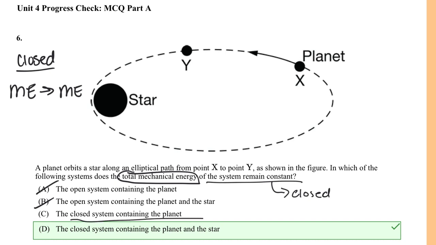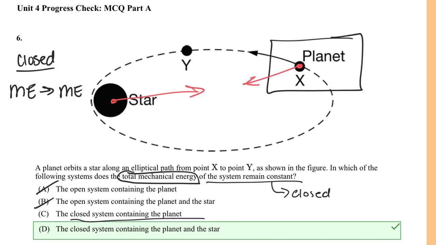Let's look at the closed system containing the planet. Well, that's not really a closed system because, as you can see, the planet's over here, but it's within a distance with the star. So the star is going to be providing a gravitational force, and so is the planet. Okay? So they're both having equal and opposite gravitational forces between each other, which allows them to orbit each other. Let's go on to the next question.